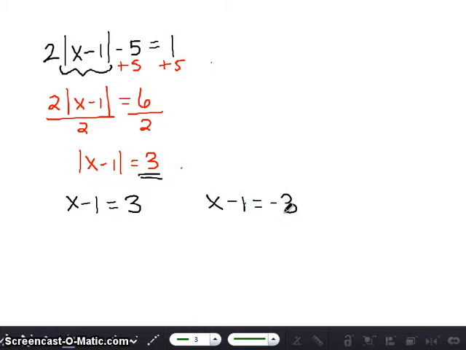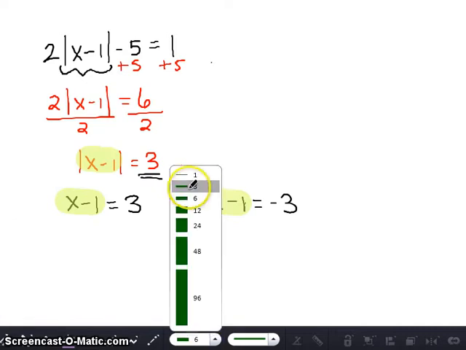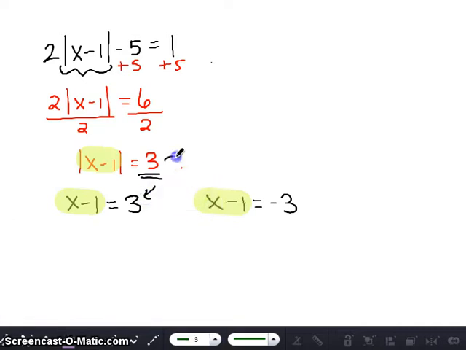So whatever we saw inside our absolute value, we have to set equal to the positive and the negative number that our absolute value was set equal to. Because the absolute value just says I'm that far from 0. So I'm either going to be 3 from 0 on the positive side or 3 from 0 on the negative side.